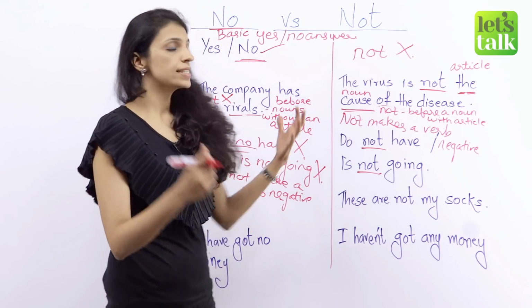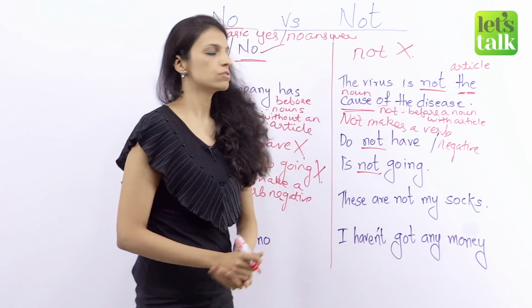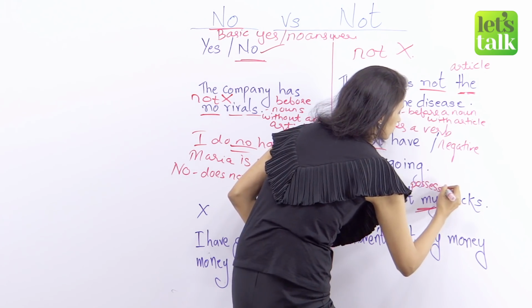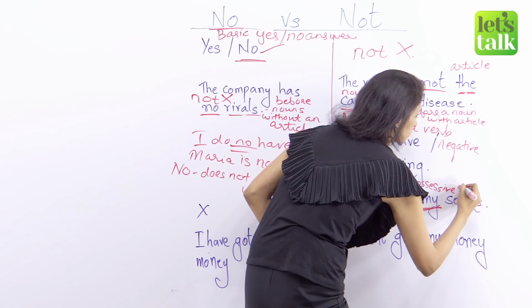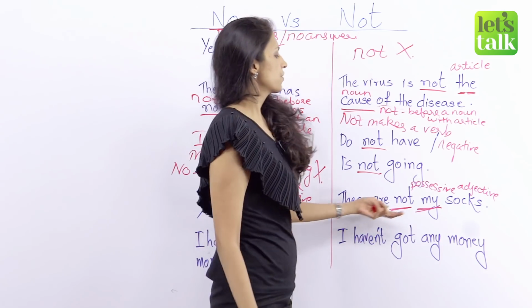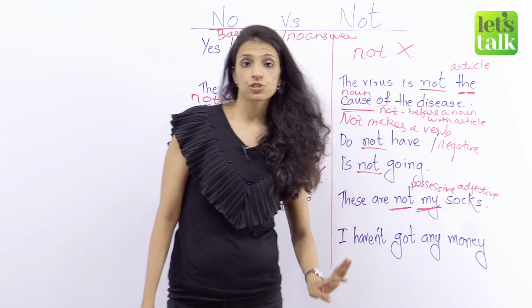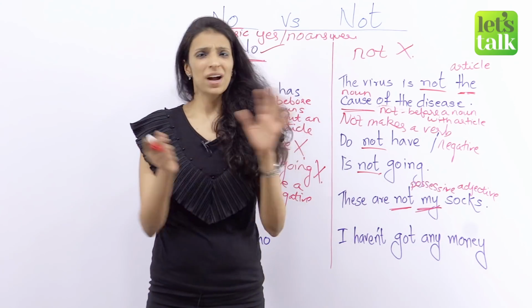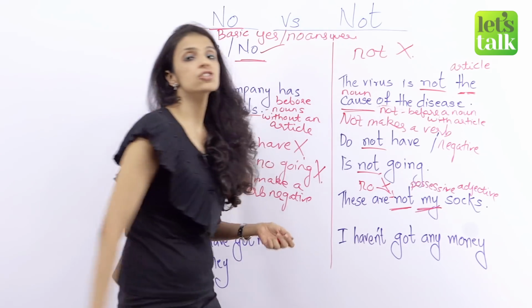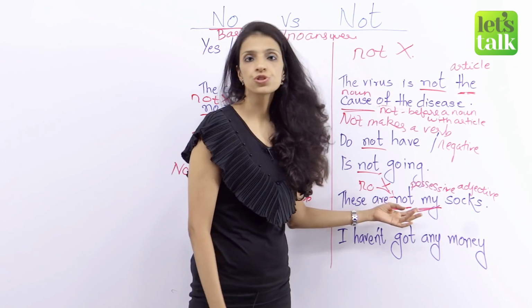Well, now, for example, if I want to show possessive adjectives, these are not my socks. My is a possessive adjective. Okay, and I have used not here. These are not my socks. So use not before possessive adjectives. I cannot say these are no my socks. Can I say these are no my socks? No, it's incorrect. It would not make sense. So before possessive adjectives, use not.